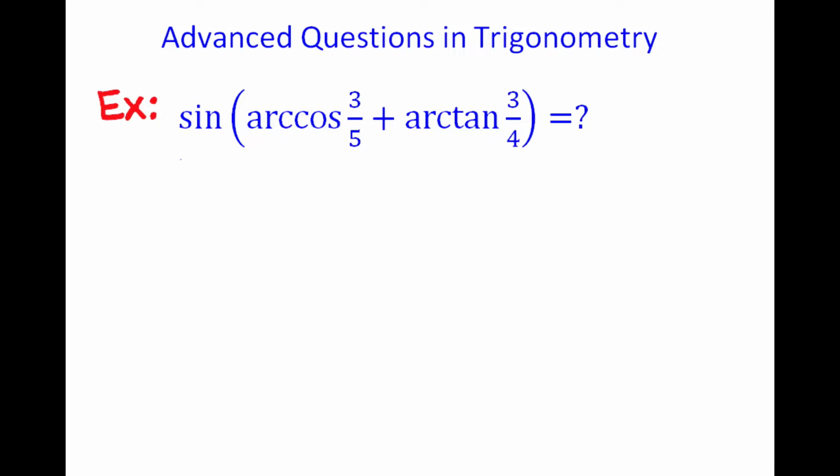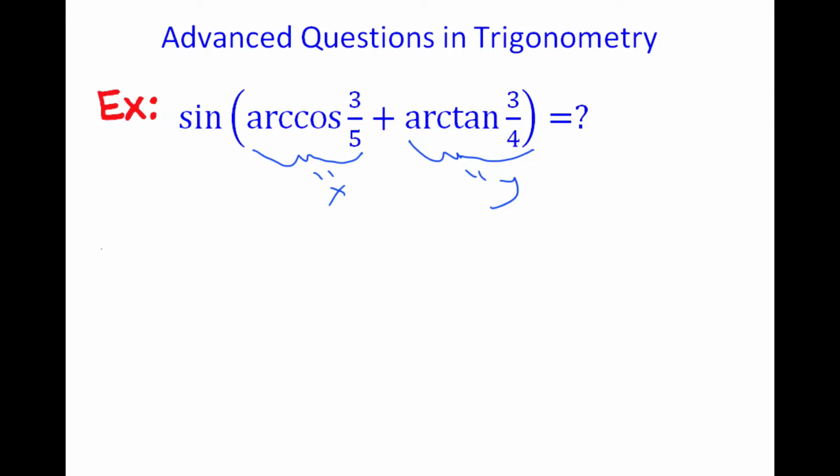And this is our first question, guys. In the question we have sine of, in the parentheses, arc cosine 3 divided by 5 plus arc tangent 3 divided by 4, and this is equal to what, guys? For the first term inside the parentheses, let's call this x, and let's call the second term y.